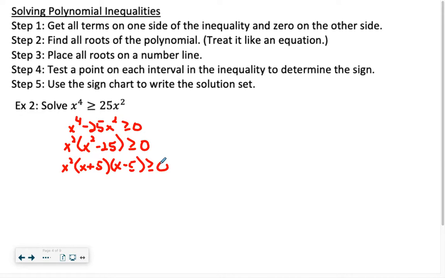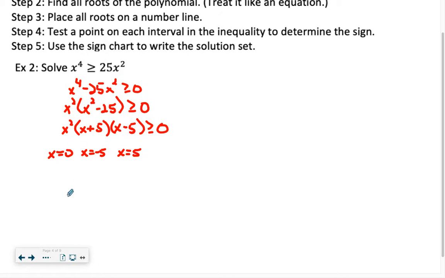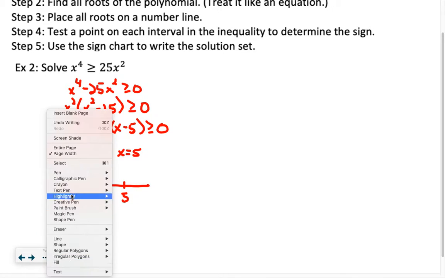So now I have 3 zeros. This one would just result in 0. This one would result in -5, and this one would result in +5. So I want to put all 3 of those values on a sign chart: -5, 0, and 5. And I want to test a number on each of these intervals. In this case, we have 4 intervals.